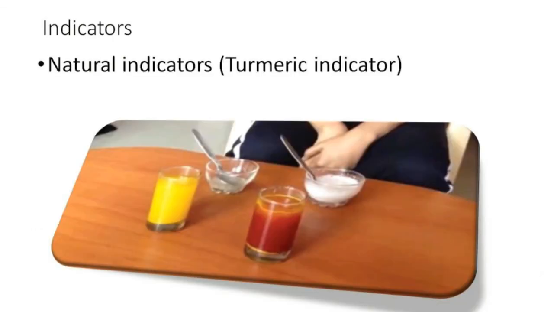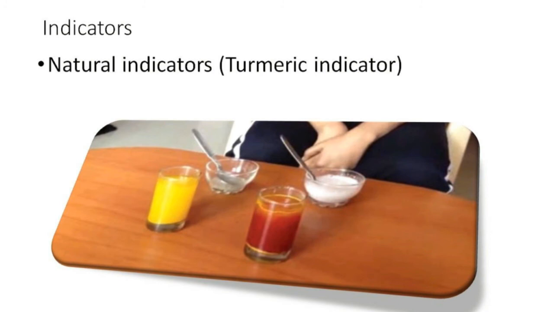Next, indicators. An indicator or acid-base indicator is a chemical substance which indicates the acidic or basic nature of a solution by suitable color change. These may be natural or synthetic. First, we are going to see the natural indicators. Natural indicators are chemical substances which are obtained from the natural resources. Litmus, turmeric juice, China rose petals, red cabbage, grape juice and beetroot juice are the indicators obtained from the natural resources.